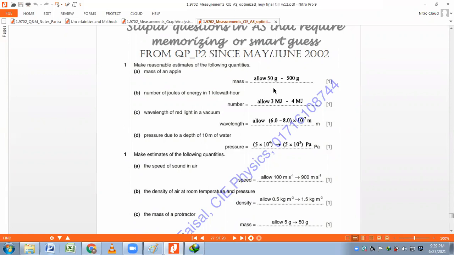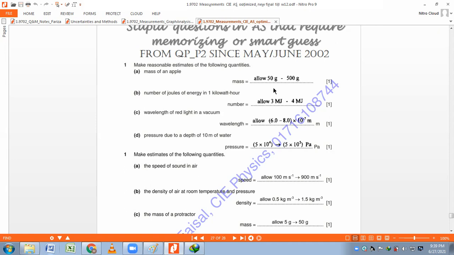Have a look that they have given an unrealistically large range. They have allowed 50 gram to 500 gram. It means if you consider an apple to have a mass of 50 gram, you're going to require 20 apples to make 1 kg, which is like a very large number, or even smaller than that. If you consider an apple to be 500 gram, which is also quite unrealistic, you're going to have 2 making 1 kilogram. I haven't seen an apple that big ever.